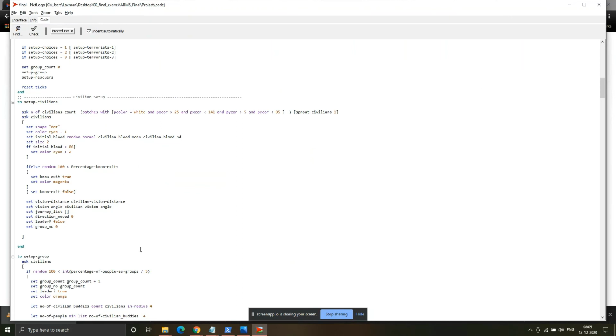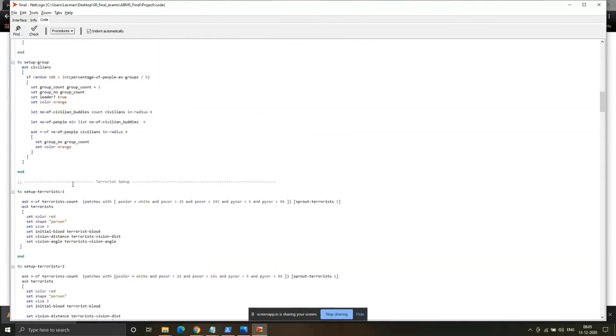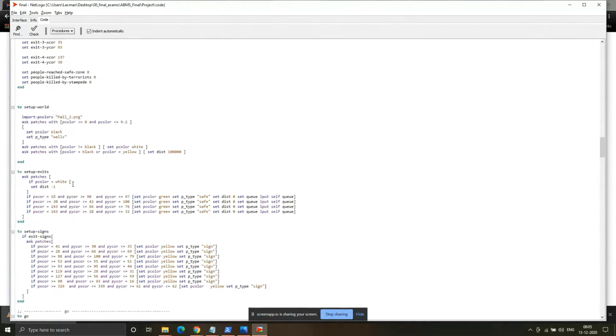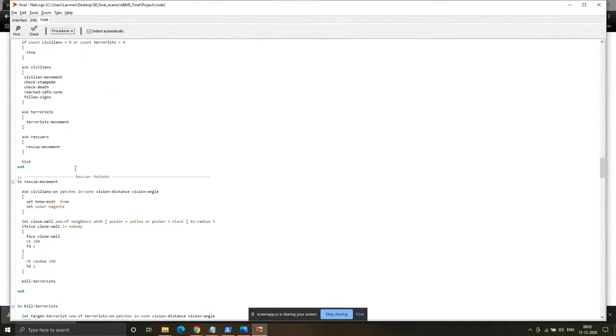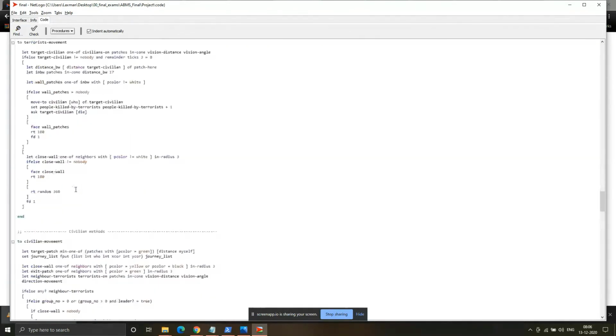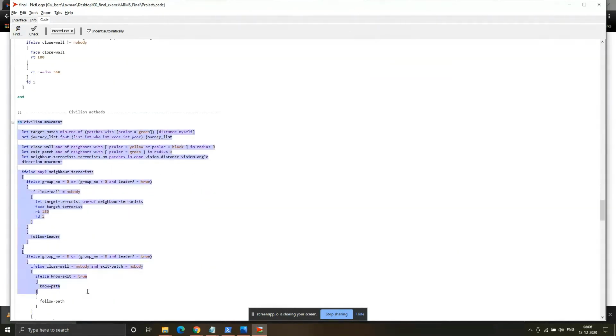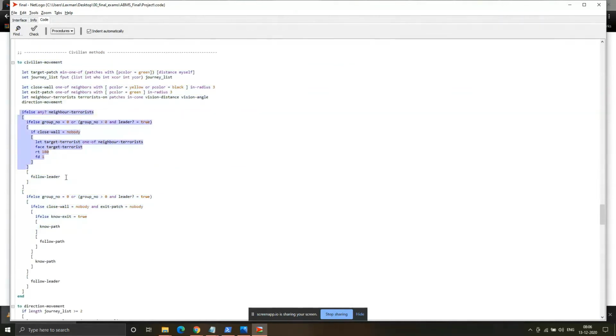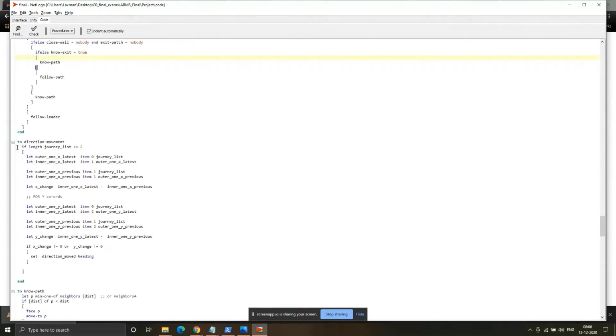This is Lakshman and this is my code. I wrote the setup civilians function, which places civilians where there are no walls and makes sure that only the given percentage of them know where the exit is. And I also wrote the civilian movement, which I'll show in a bit. Civilian movement is basically the strategy of how civilians move to reach the exit zone, and the direction movement also keeps track of the direction in which the individual is heading.